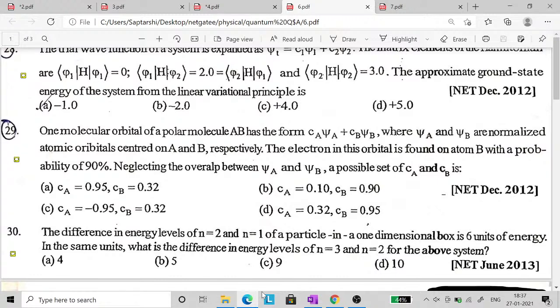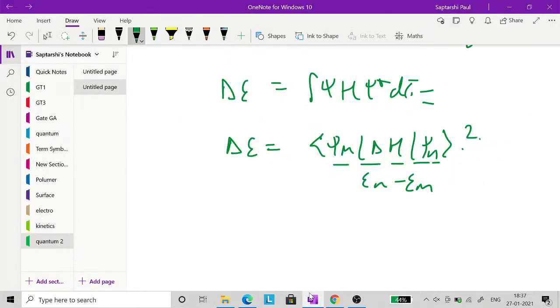So in the last video, I don't know if it's uploaded or not, I talked a bit about variational theorem, and this is on the secular determinant of variation theorem. There are some values given, and it's asking for the approximate ground state energy of the system. Over here also there are some similar things going on. I'll talk about variation theorem a bit, then we'll solve the questions.